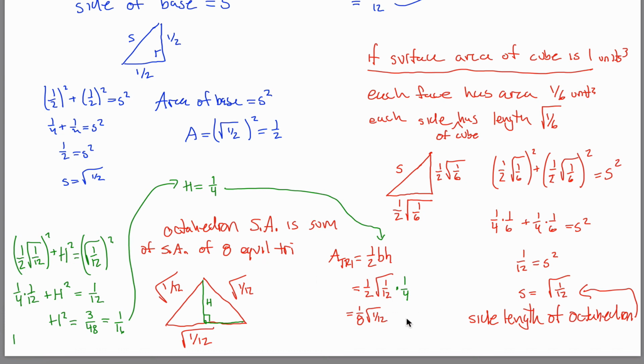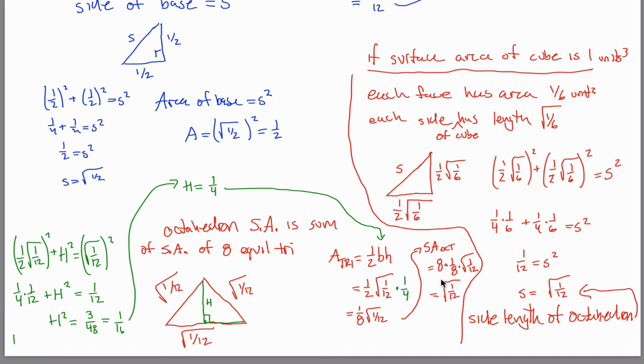So 8 triangles. This is short on room. This isn't the area. The surface area of the octahedron is 8 times 1/8 times the square root of 1/12. Need to break this up somehow. Which is equal to the square root of 1/12.